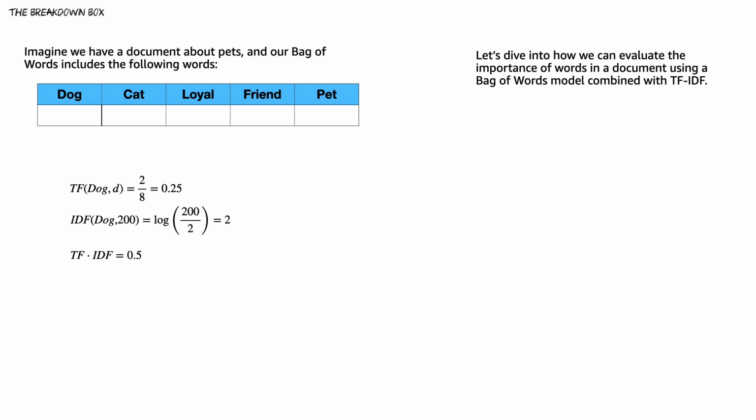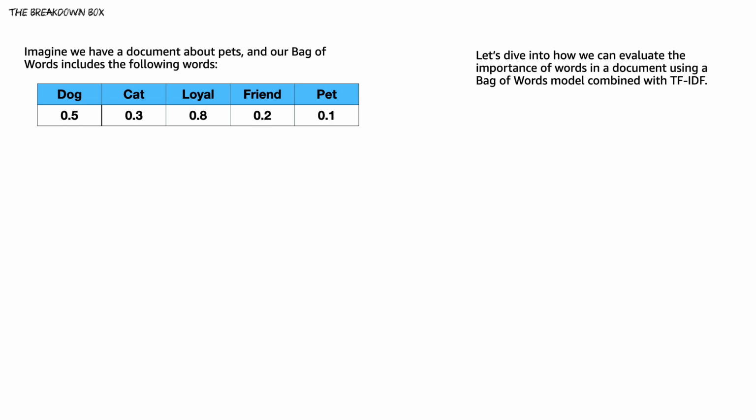Therefore, term frequency is 2 by 8, which is 0.25. And let's just say we have a total of 200 documents and only 2 documents have the word "dog" in them. Hence, the IDF is log of 200 by 2, which is 2. Therefore, TF-IDF is 0.25 times 2, that is 0.5. Similarly, we can fill in other values. But for simplicity, we'll assume and fill in some values.